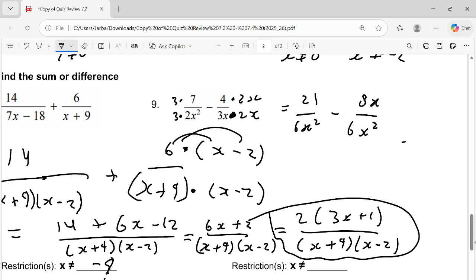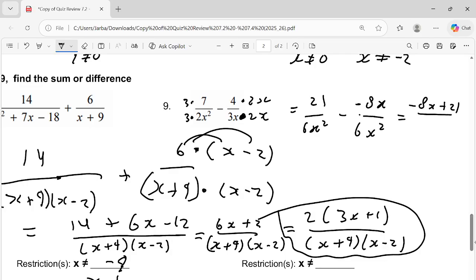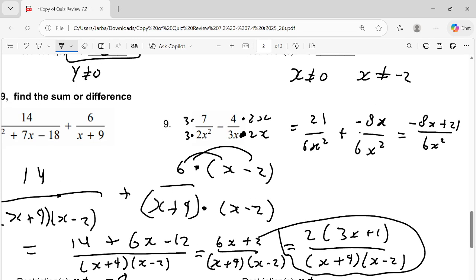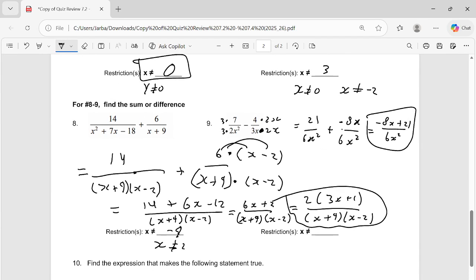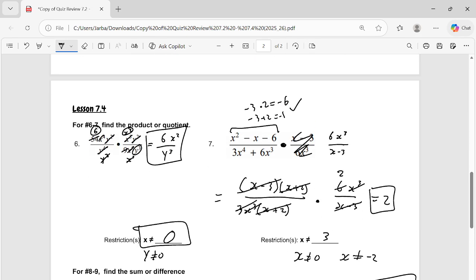So we have the same denominator. That's going to be negative 8x plus 21, right? Because we have a negative 8x. I can bring this inside and just make that adding, because subtracting something is the same as adding the negative of that thing. So negative 8x plus 21 over 6x squared. Alright, and you can't factor that anymore. So the only restriction would be that x cannot be 0.